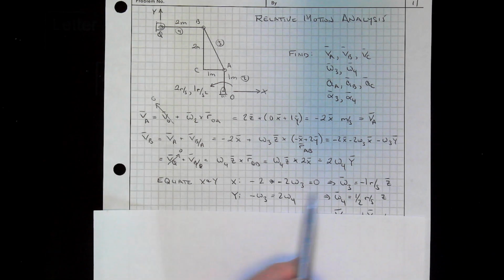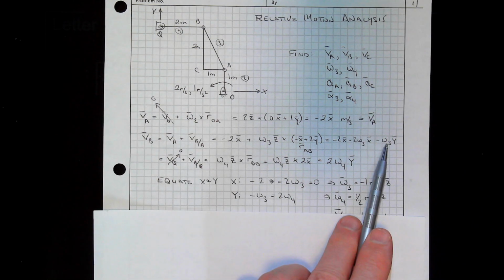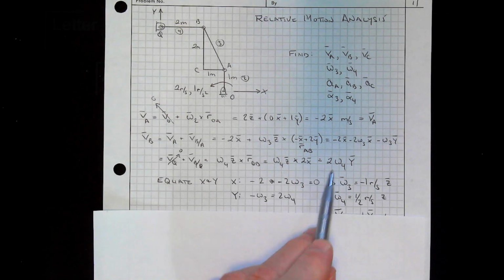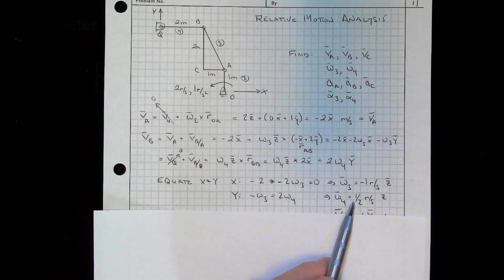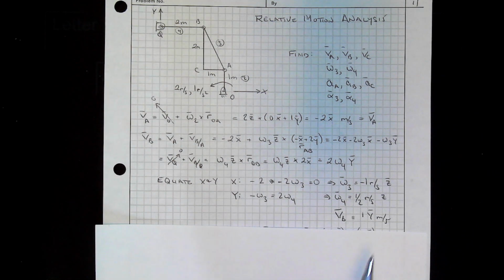Perfect. Let's take that omega, stick it into the y equation. So up here I had minus omega 3, so that'll become plus 1 equals 2 omega 4 from here. You get a quarter radian per second. And we can stick that back in, and we get VB is 1y meter per second going up. So that finishes off the velocity analysis.